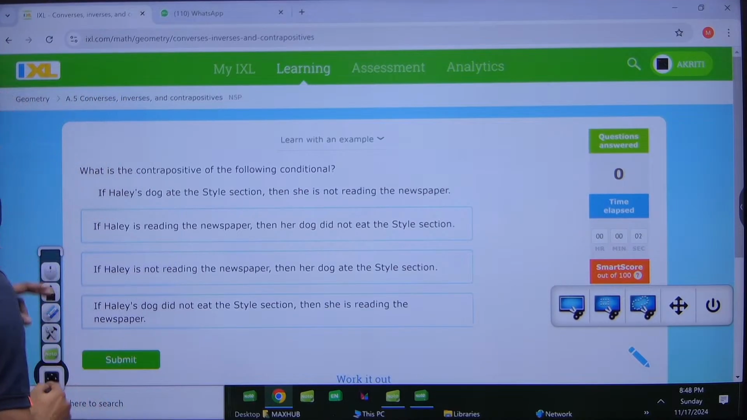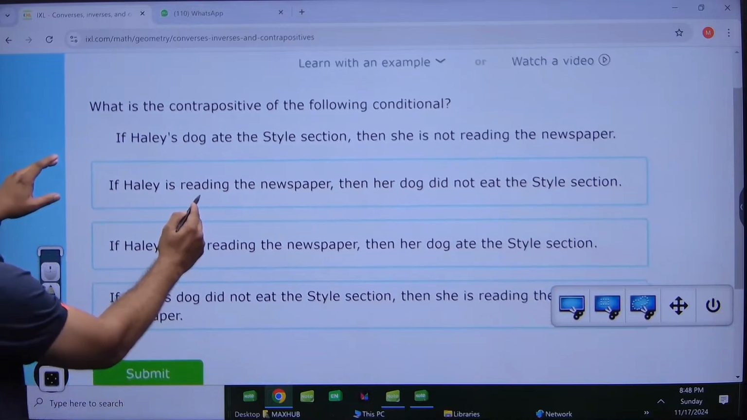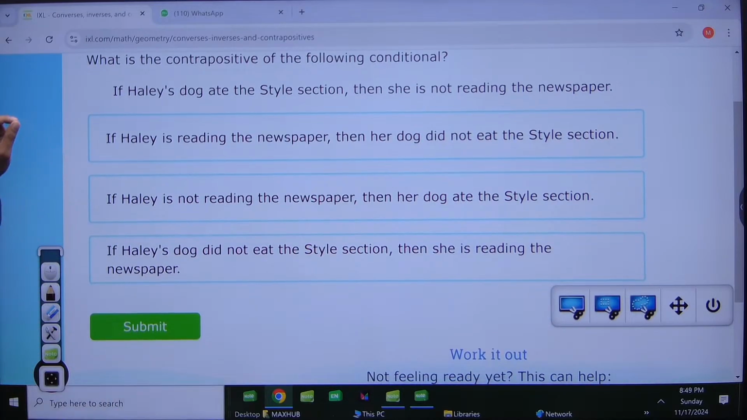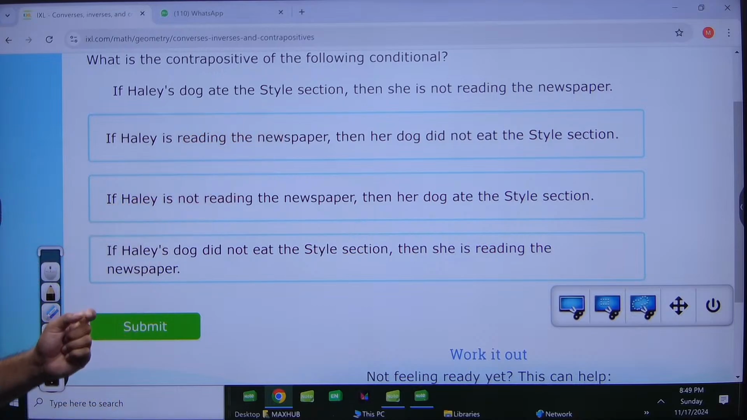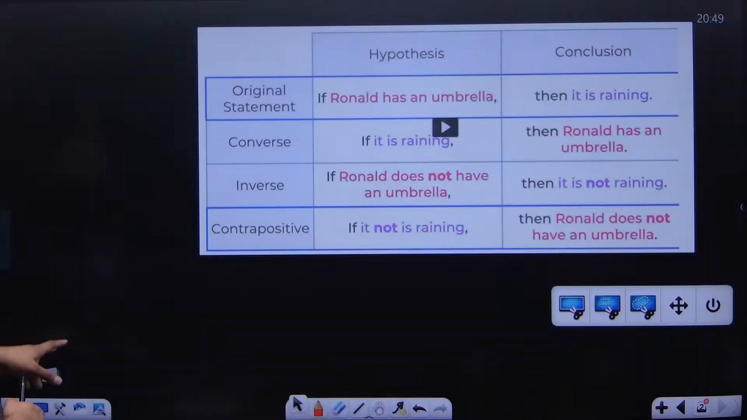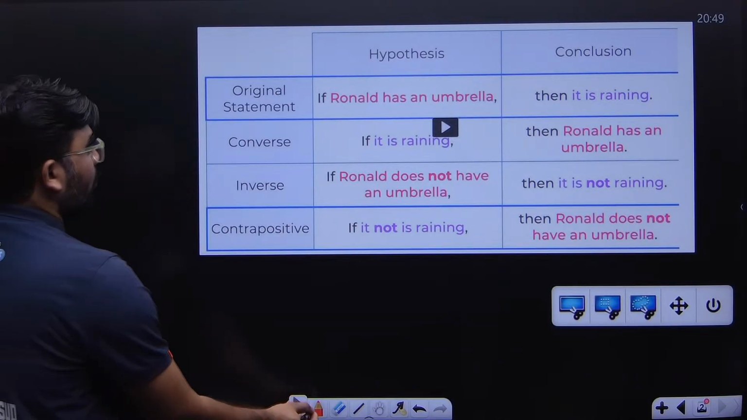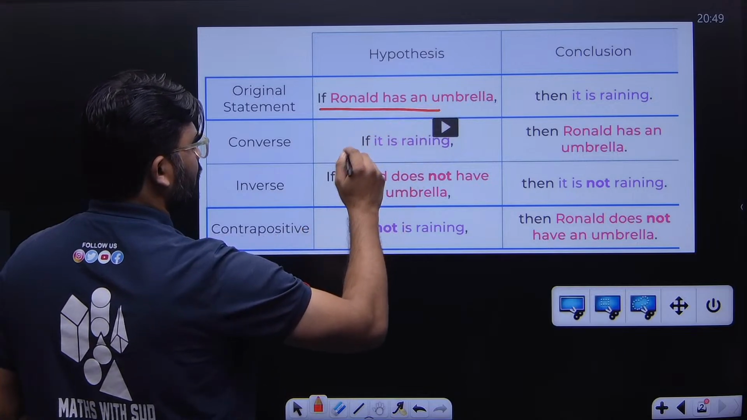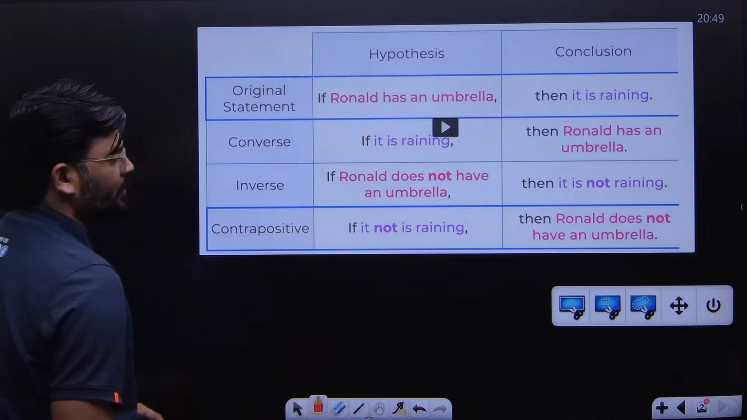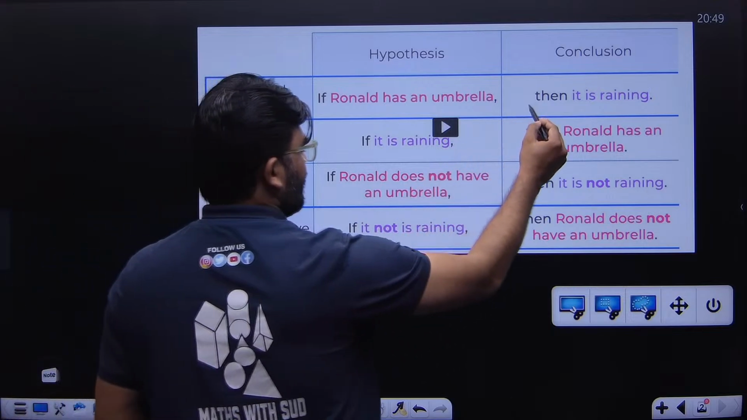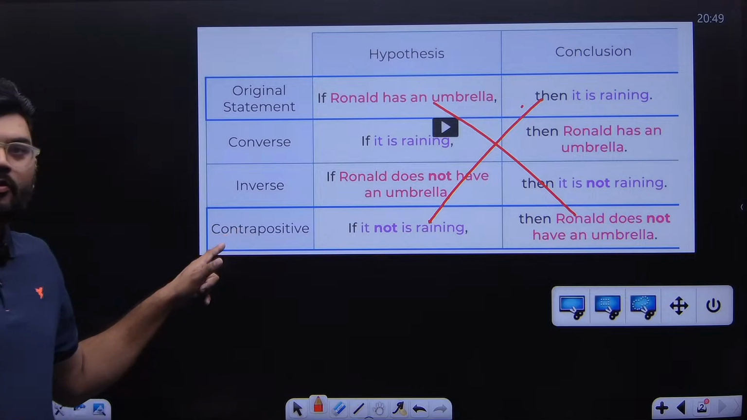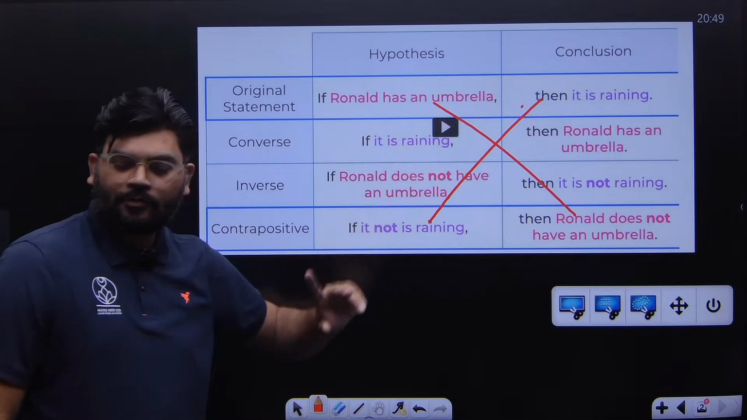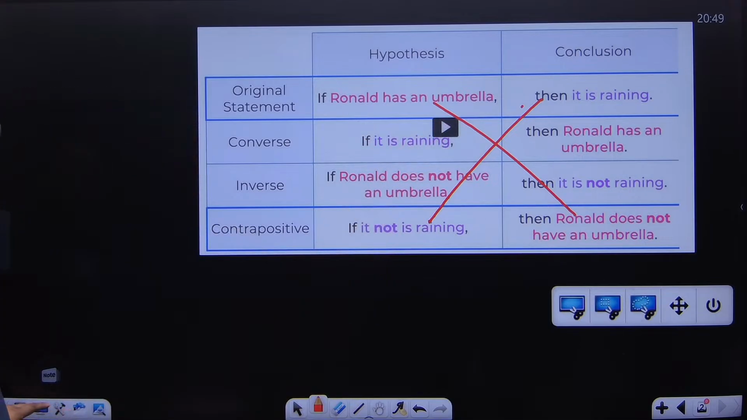Converse, inverse, okay. What is the contrapositive of the following condition? If Haley's dog ate the style section, then she is not reading the newspaper. What is a contrapositive? It is a negation. So first you have to switch and then you have to negate. For contrapositive, you have to switch and negate. Let us see if we can switch and negate together.